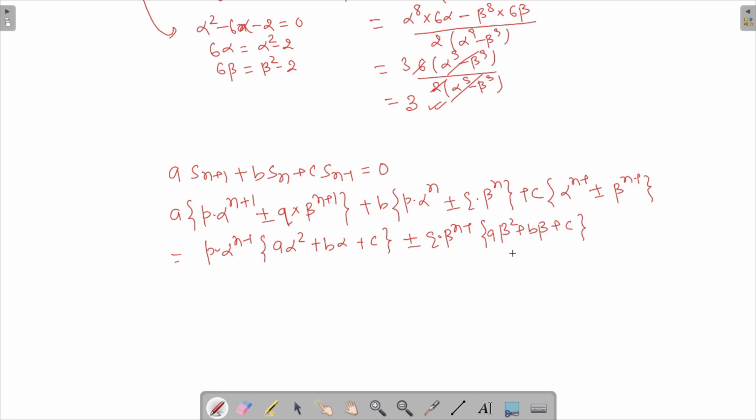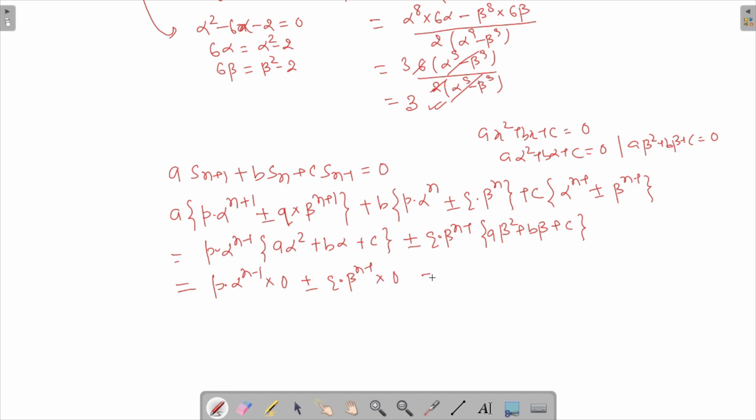Now what is this? This is going to be 0 because alpha and beta are the roots of ax square plus bx plus c, right? So ax square plus bx plus c is 0. Then this implies that a alpha square plus b alpha plus c is 0, and similarly, a beta square plus b beta plus c equals 0, right? So of course, this will become P into alpha raised to the power n minus 1 into 0 plus or minus Q into beta raised to the power n minus 1 into 0, and that eventually will become 0, right?